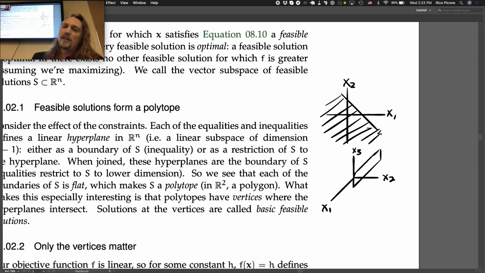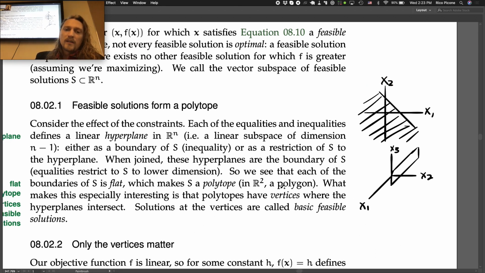Now, the line, though, is the hyperplane. It's either going to be the boundary, or if you have an equality instead of an inequality, you're saying it doesn't have to be, like, say, less than. It has to be equal to, so it has to lie on that line. Okay?